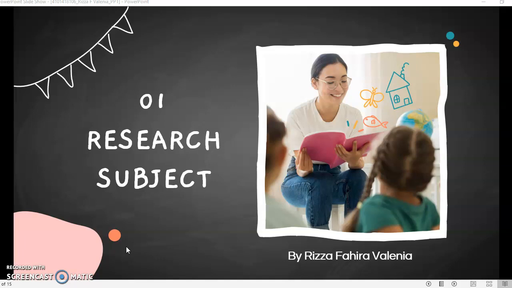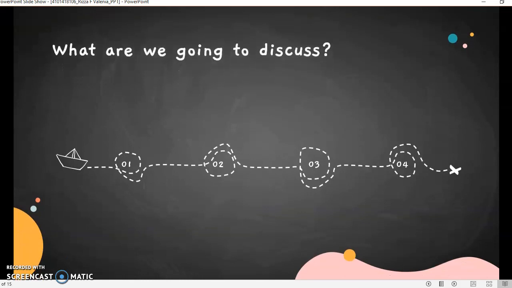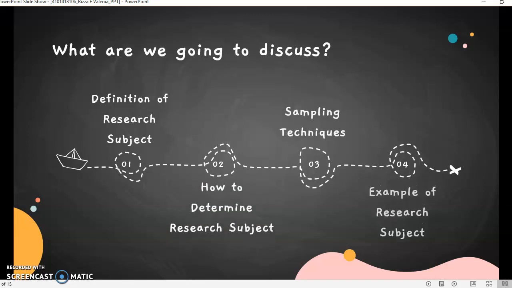In this occasion, I'm Riza Fahira Valenia. I will explain to you about the research subject in qualitative research. What are we going to discuss? There are four things that we'll discuss. First, definition of research subject, how to determine research subject, sampling technique, and last, example of research subject.